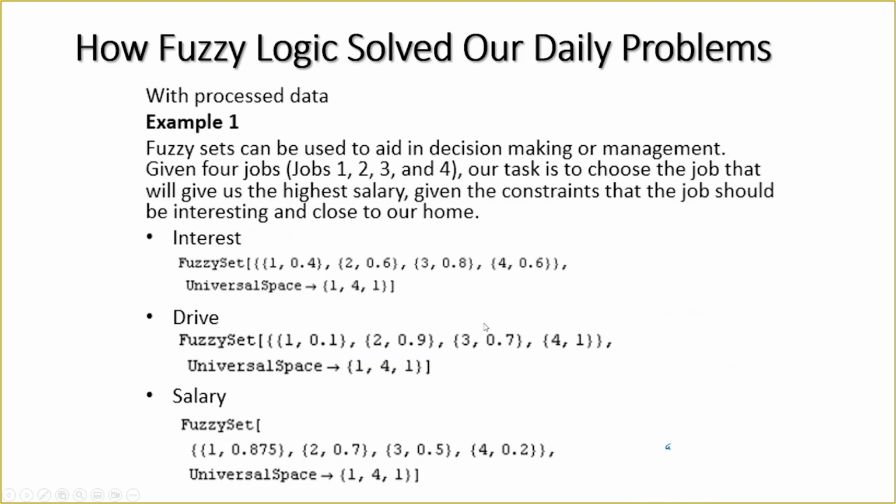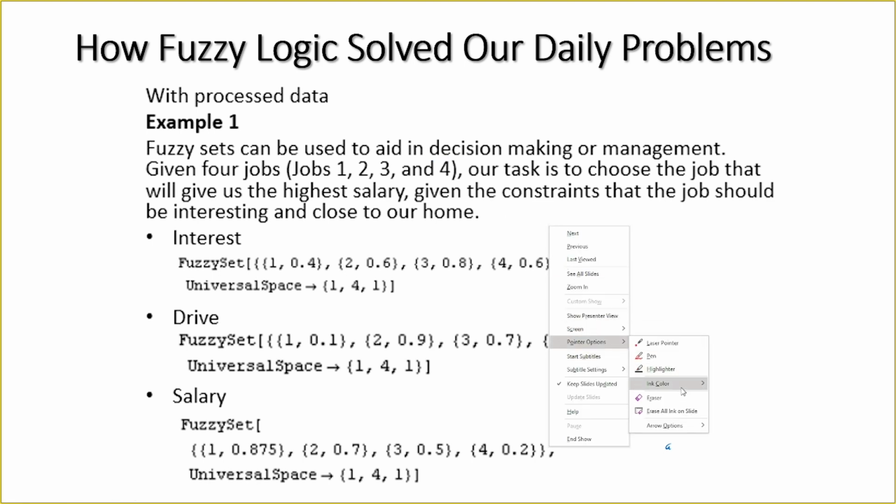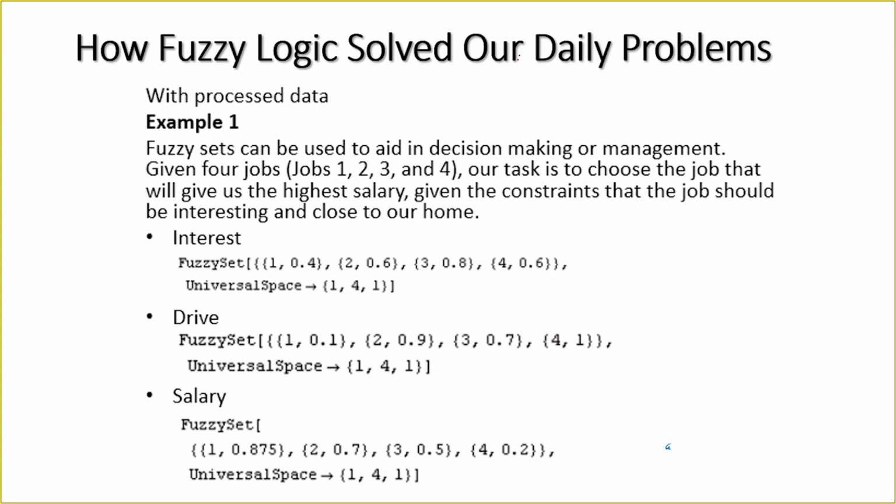Okay, how does fuzzy logic solve our daily problems? Take a look at this example. Example number 1, we process data. The given fuzzy set can be used to aid decision making of management. So the keyword over here is decision. Decision making means either we decide or not to decide, right? Or manage. So this one could be another thing. Decision making means we try to control, in other words.